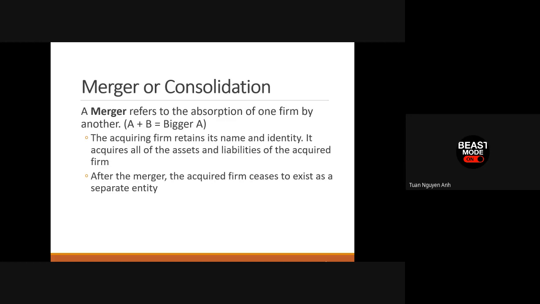Yeah, the acquiring firm retains its name. Acquiring firm here is the A. They retain its name and identity, everything. It acquires all of the assets and liabilities of the acquired firm. So when you are buying another company, at the same time you are buying the assets and the liabilities of that company. After the merger, the acquired firm, here is the firm B, ceases to exist. So there is no longer B on the market as a separate entity.